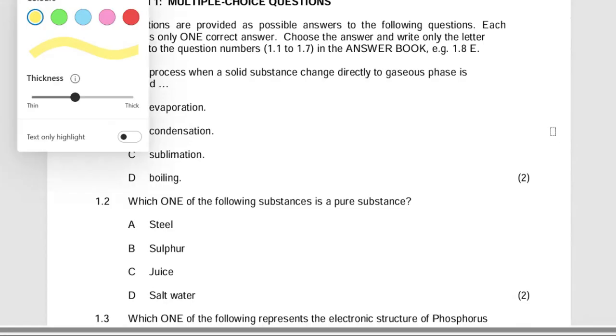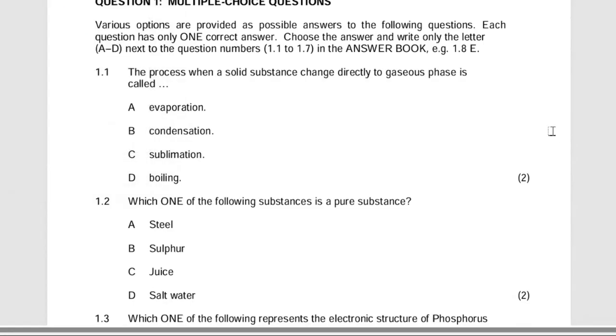The first one reads: the process when a solid substance changes directly to a gaseous phase is called, right? So these are processes, and we know there is a state change there. The first option given is evaporation, so we need to know what evaporation is. In terms of the state change, evaporation is liquid to gas. But here we're told solid to gas.